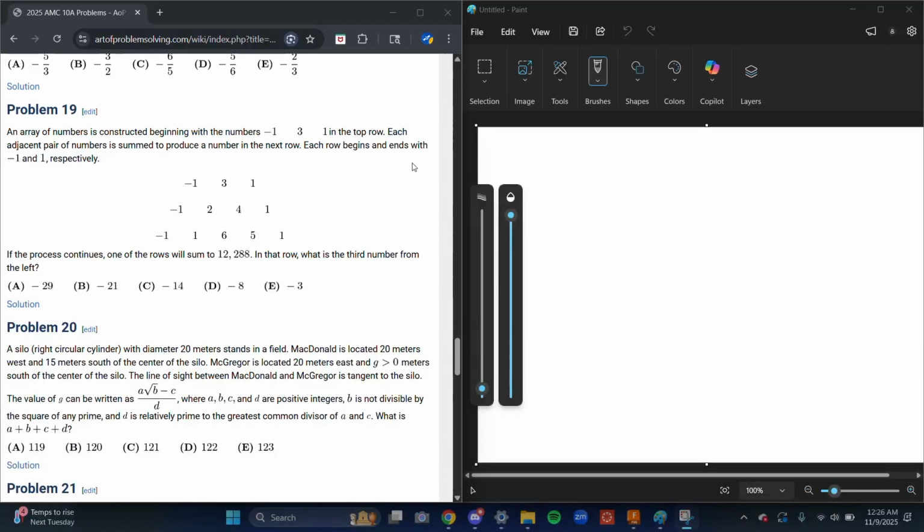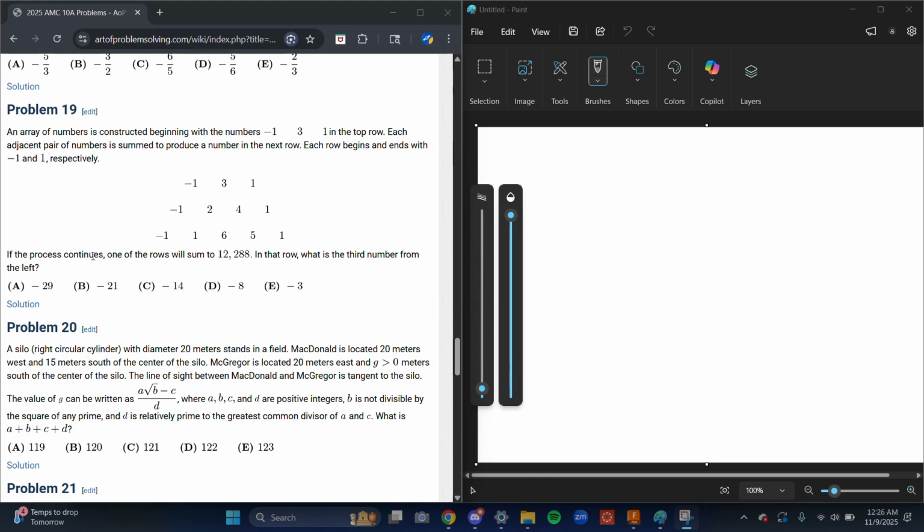Okay, so problem 19. An array of numbers is constructed beginning with the numbers -1, 3, 1 in the top row. Each adjacent pair of numbers is summed to produce a number in the next row. And then each row begins and ends with -1 and 1. So this is kind of like Pascal's triangle, right? But instead of the normal numbers we have these numbers that they gave us in the problem.